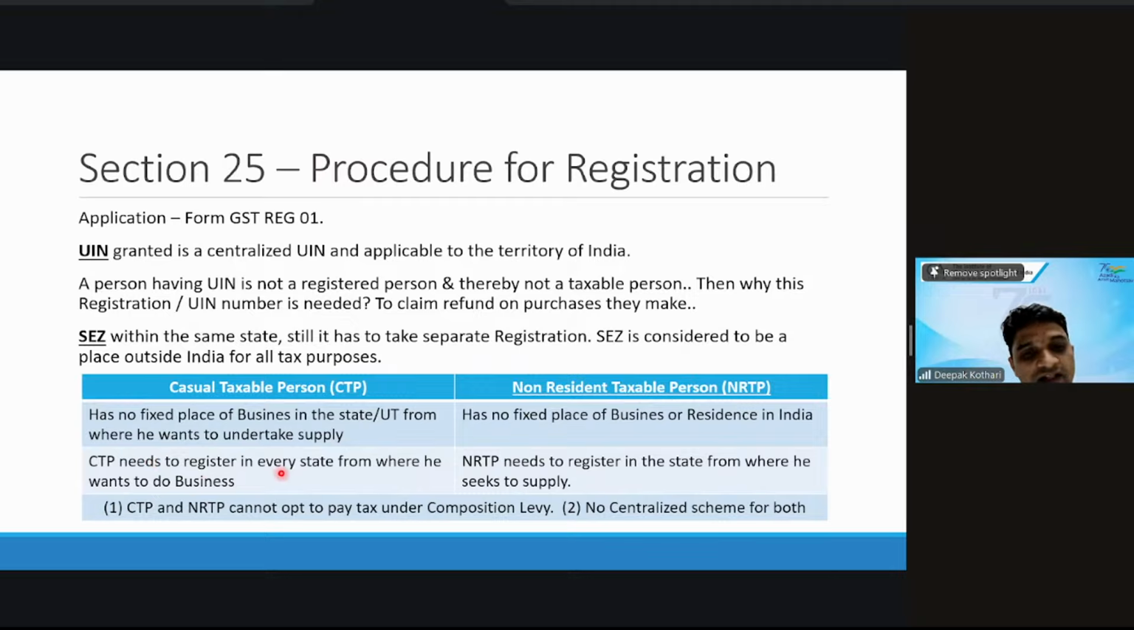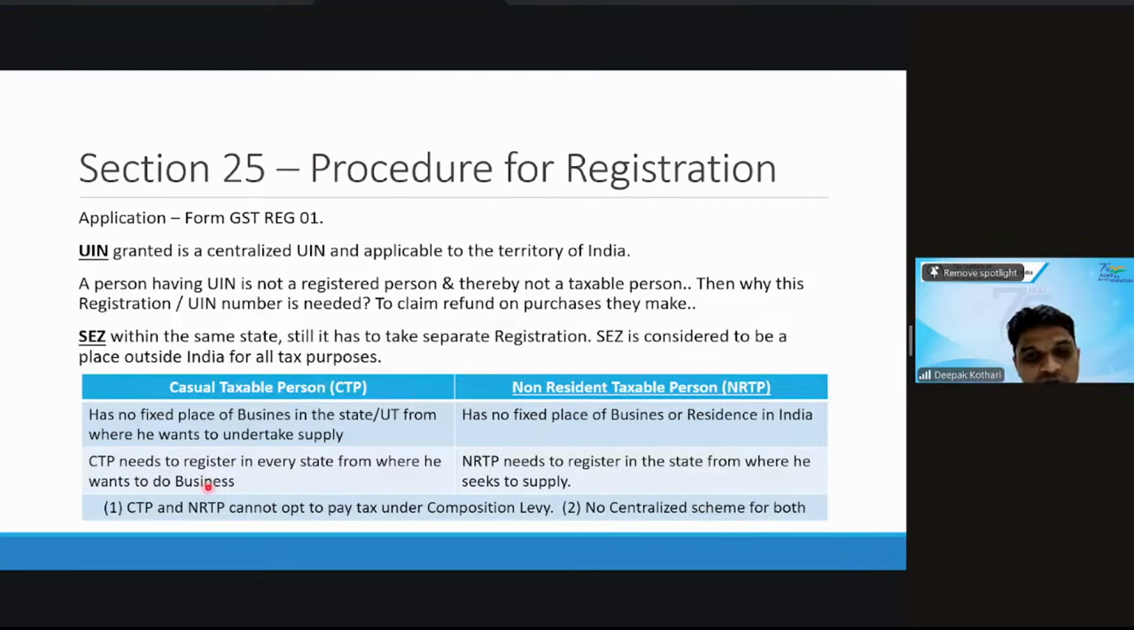A CTP needs to register in every state from where he wants to do business. In his own state he will do it, but in any other state where he wants to do this business, where he's not having a fixed establishment, every state from where he does the business, there he has to take registration as a casual taxable person. And an NRTP also has to register in the state from where he wants to make the supply. If he wants to come to Gujarat and sell something in Gujarat, he has to take registration. If he wants to sell something in Andhra Pradesh, he will take a registration in Andhra Pradesh. So each state where he goes, he has to take a separate registration.